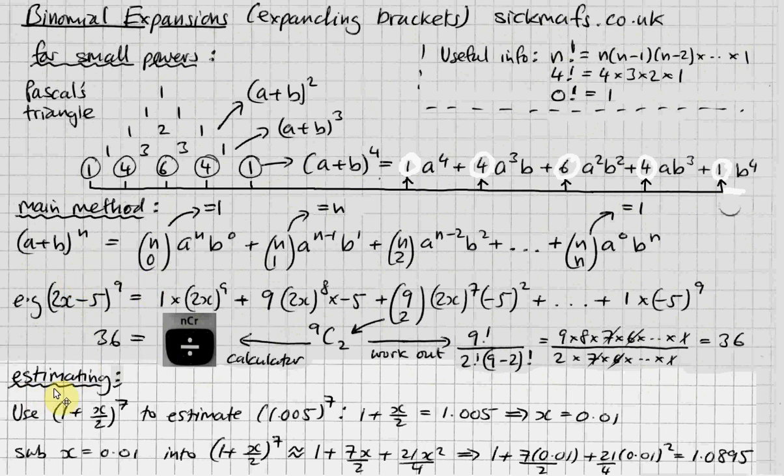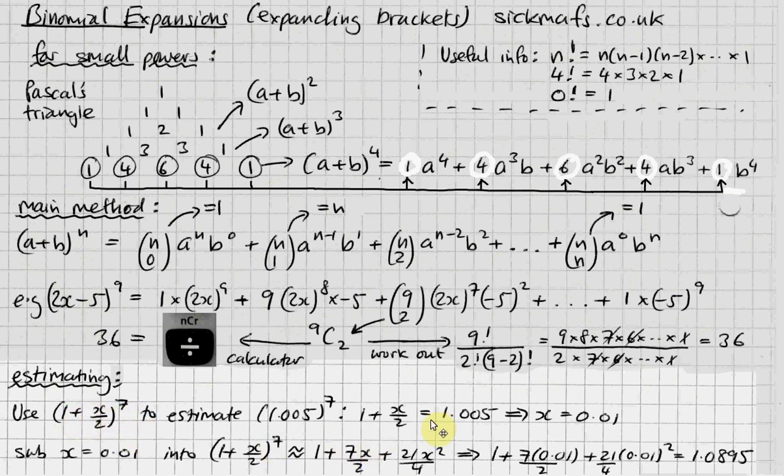Now, finally, estimating using binomial expansions. For example, you use 1 plus x over 2 to the power 7 to estimate this. What's the relationship? They look pretty similar, don't they? So basically we're saying this is the same as this. When you expand this, if I put in the right value of x, we've got the same situation. So I've got 1 plus x over 2, sorry, to the power 7 to estimate this.